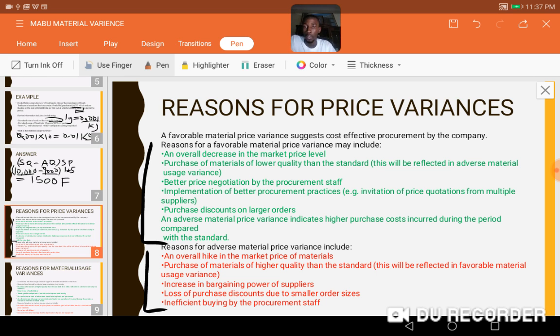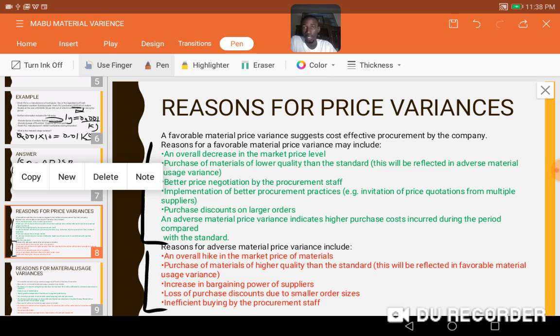Or better negotiation with suppliers, maybe a discount or something. This one, negotiation by procurement staff and the discounts on large orders, is actually the same thing. And also an implementation of procurement practices, like obtaining price quotations from multiple suppliers, comparing the prices, then you choose the cheaper one.